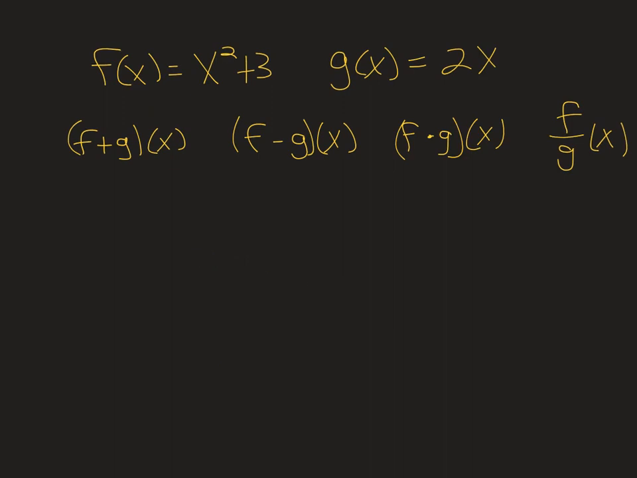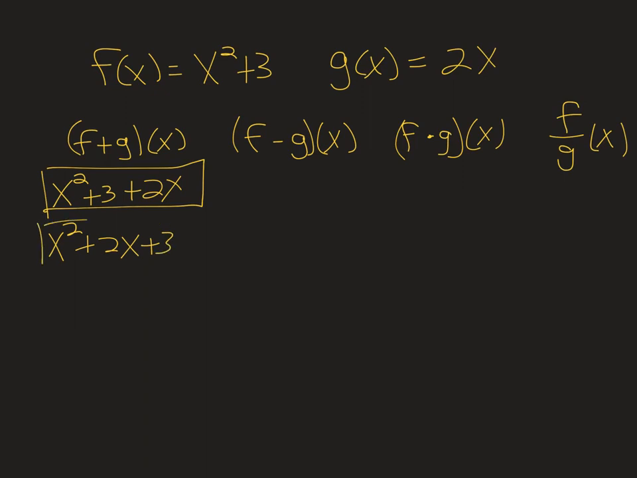All right, so let's check our answers. So the first one is we're adding the two functions, f plus g of x. So f of x is x squared plus 3, g of x is 2x. So the answer would be x squared plus 3 plus 2x. Of course, you could put it in standard form. That would be just as correct. But either way, that would be the answer.